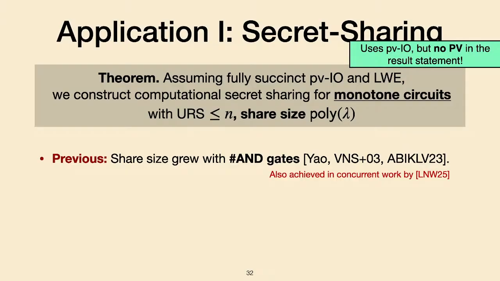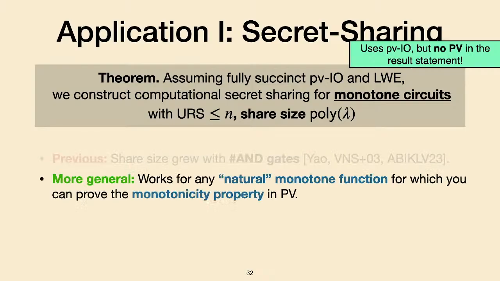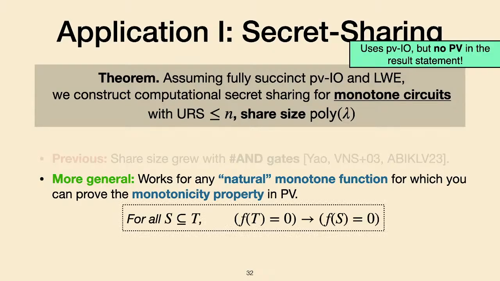The one thing I want to point out here is the final thing that we achieved out of this theorem statement had no reference to PV. All I'm talking about is monotone circuits, and that's all I said. And somehow fully succinct PVIO was good enough for this. The reason for this is that our theorem is actually quite general and works for any natural monotone function. I'm just coining this term, for which you can prove that the function is monotone. What does that mean? That means if you give me a subset S of T, and I know that f of T was false, then f of S is also false. So you can prove that this function is in fact monotone, and all you need is the fact that this has a PV proof.